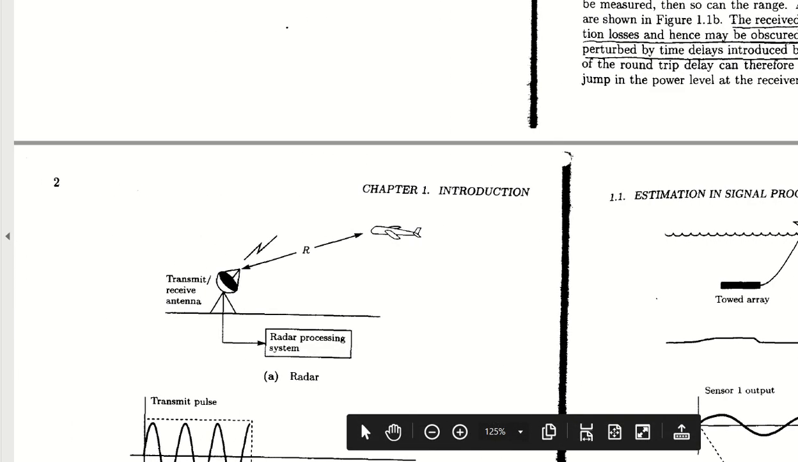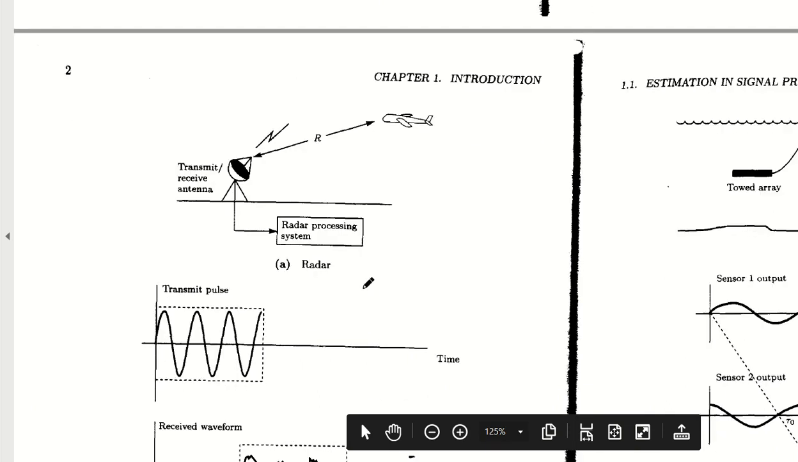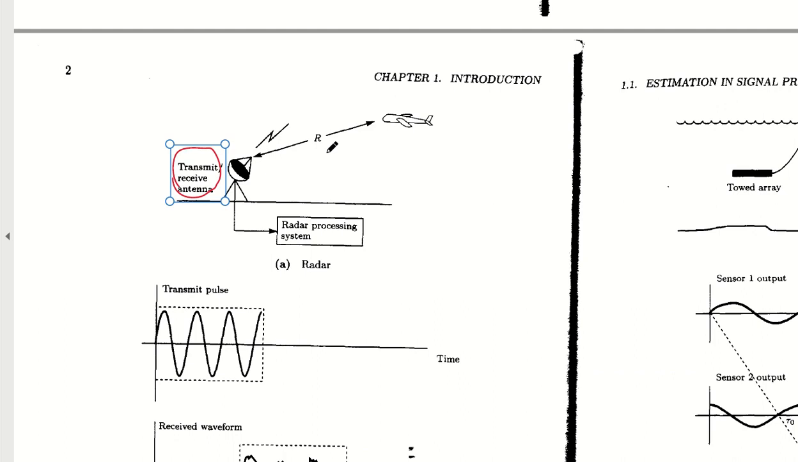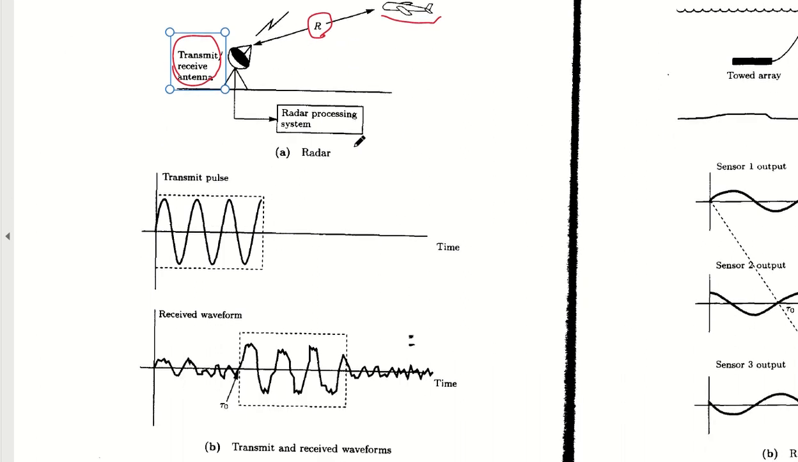Let's see the graph. The radar is trying to estimate a target aircraft, that is, the range between the radar and the target. It sends out the electromagnetic wave, and then it gets reflected back to the radar, and it's going to estimate that range R. So that R will be the parameter to be estimated.